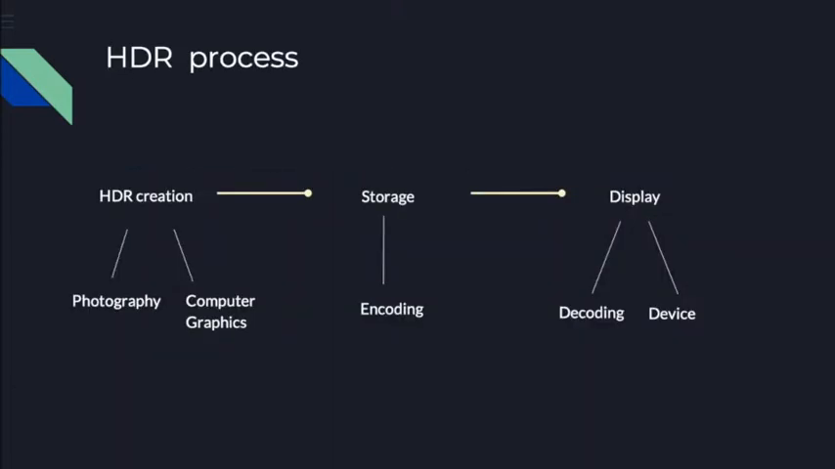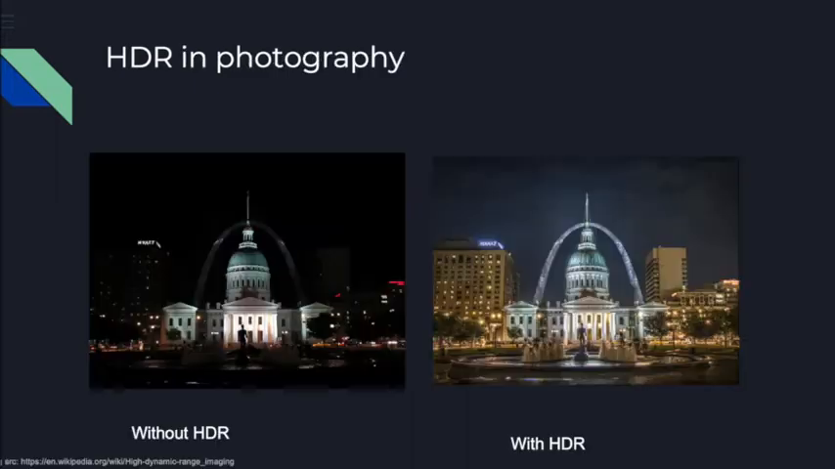To make the display on our screen in HDR mode is a huge project which contains HDR creation, storage, and display. Now let's check how the creation works. There are two ways to create HDR content: photography and computer graphics. Let's see the comparison between the same image with and without HDR. We can see that this image can show the details in both the light and the dark parts.